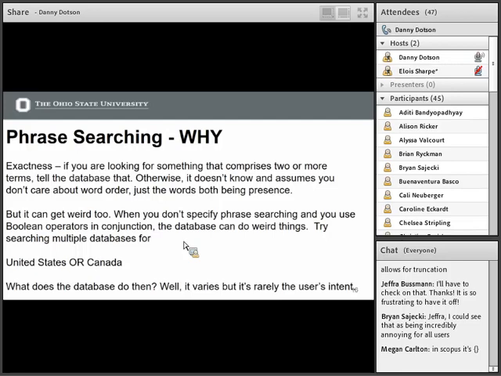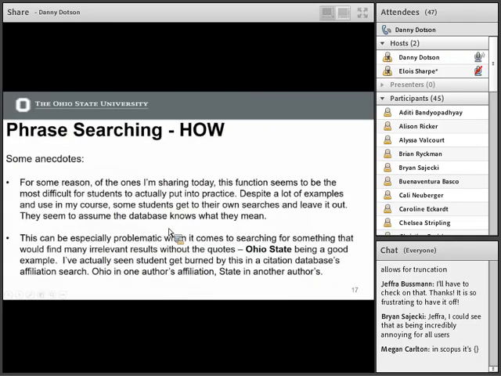But does it do United and States together and then or Canada, or does it do United and States or Canada together? Or does it do something weird? And I found one database that I still have no clue what it did when you did a search like this. But at the heart of it is, it doesn't do what the user's intent was. So this is the pet peeve I have right now with things that students just don't seem to be grasping.